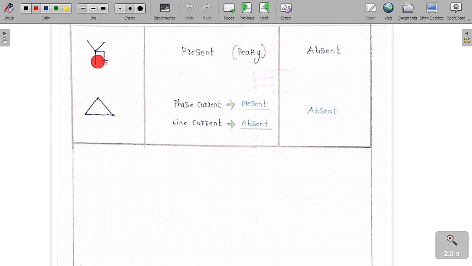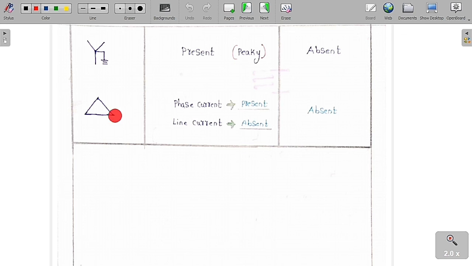Okay, star with ground. Whenever it is star with ground, IA plus IB plus IC is equal to IN, so definitely there are no 3n plus or minus 1 harmonic components in the line currents. Only 3n harmonics are going to be present in the line currents, and these are peaky in nature. If it is present in the line current, it won't be present in the flux, which means it is absent in the flux.